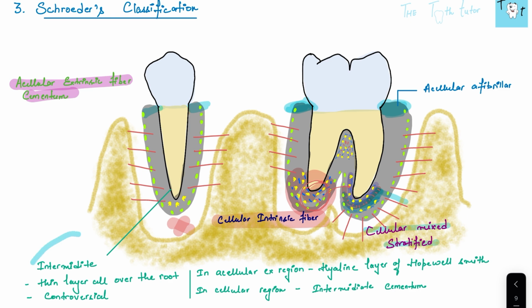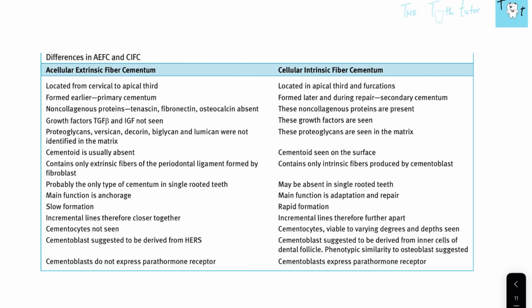Now intermediate cementum, it is present as a thin layer all over all the teeth. Okay, it is present in a very thin layer around all the teeth. So I'll discuss this later on. Okay, now moving on to the differences between acellular extrinsic fiber cementum and cellular intrinsic fiber cementum.